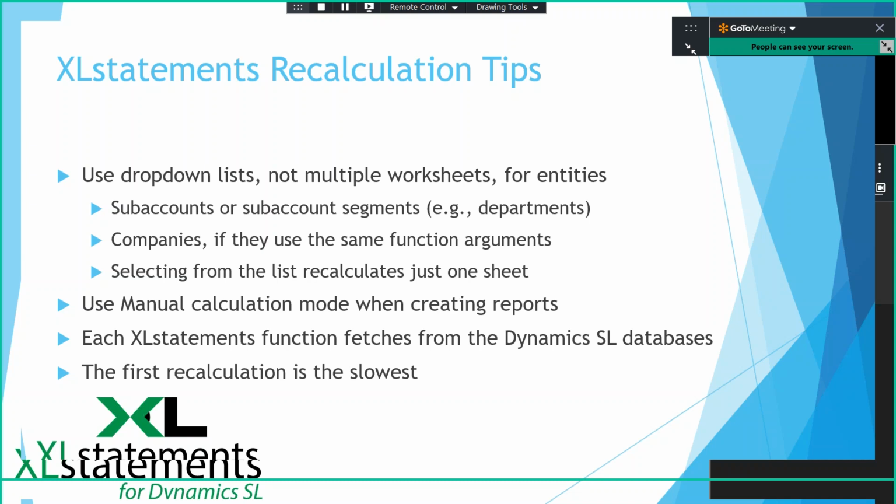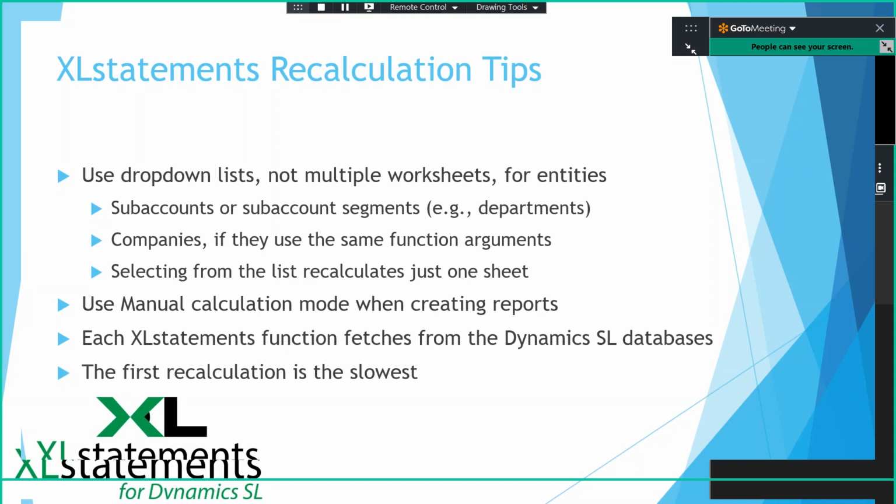So they may have 10 tabs in there, and then they go and change the period or in some other way force that workbook to recalculate or just open it. It's going to have to go and calculate everything on all 10 of those worksheets. And if you use a drop down of departments instead, then you go choose a different department, it's only recalculating that one particular sheet. And that's true, you could have different sheets for different reports.